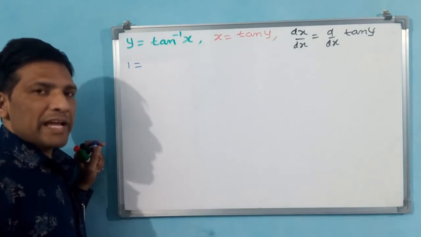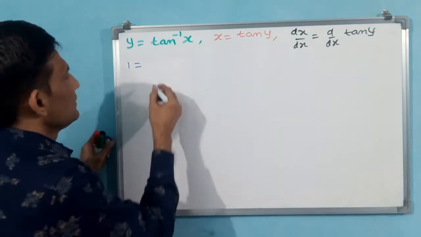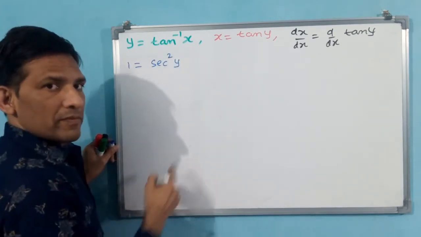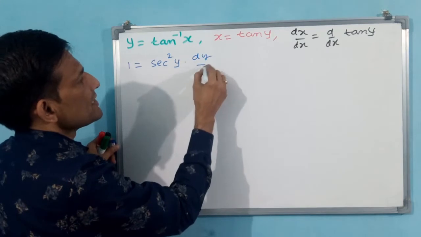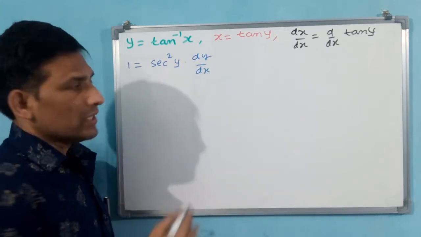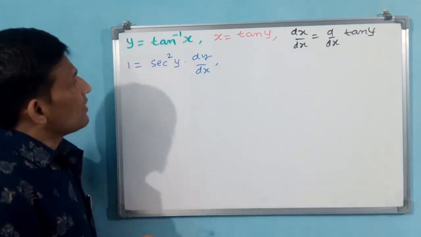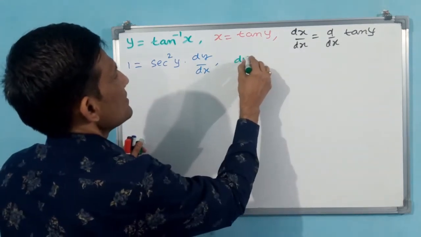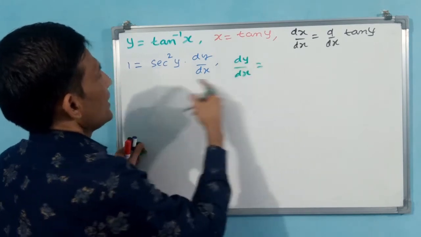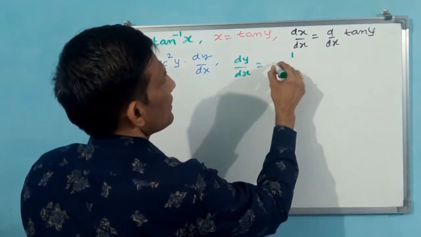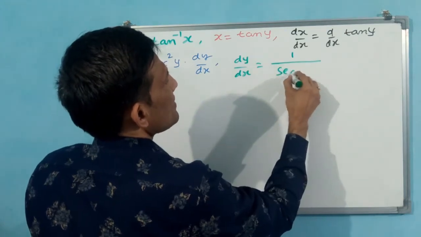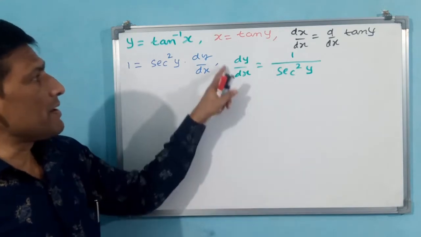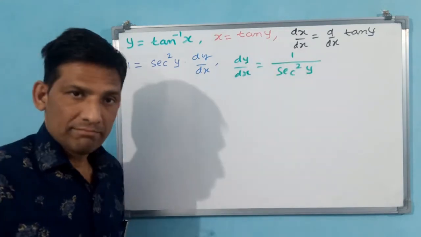You see, d by dx of tan x is secant square x. Secant square x means here y, again into dy by dx, implicit function. But you want only dy by dx. You keep dy by dx on one side and send secant square out to the opposite side. That means dy by dx is equal to 1 by secant square y.